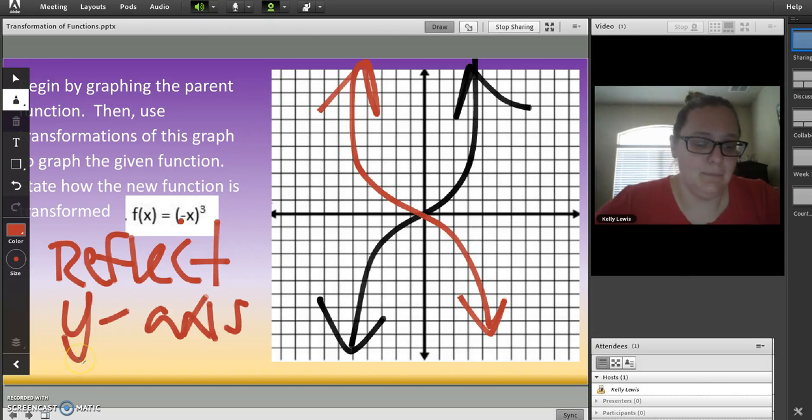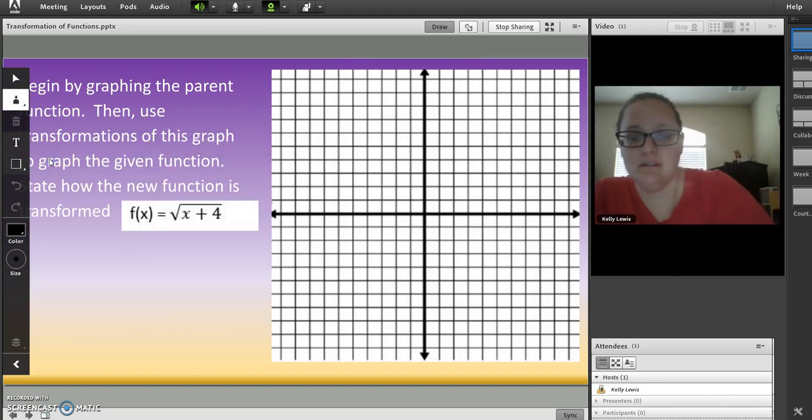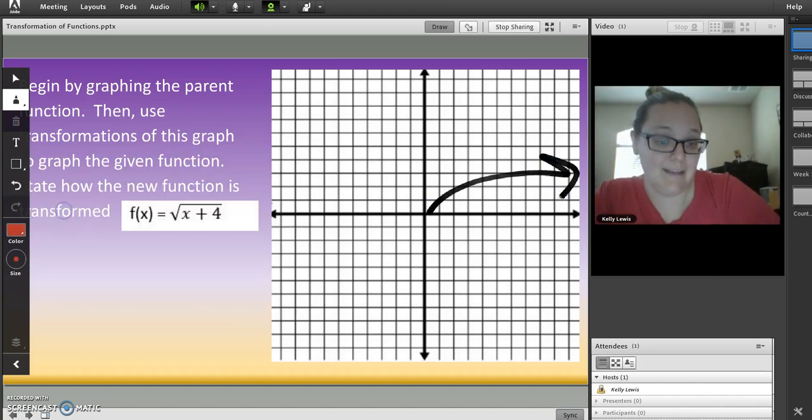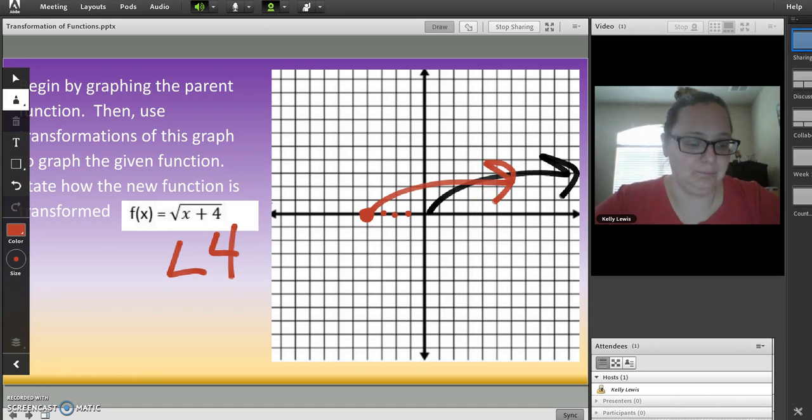All right, so let's pick up where we left off. All right, now let's do square root. So the parent square root looks like this. This guy, since it's inside, is plus 4, so we're just going to go left 4. 1, 2, 3, 4. Looks like that.